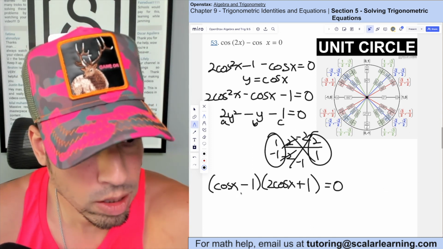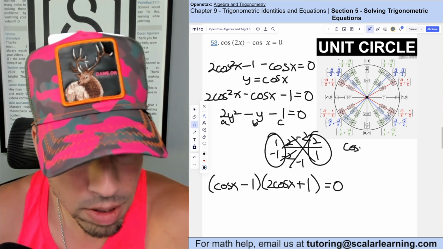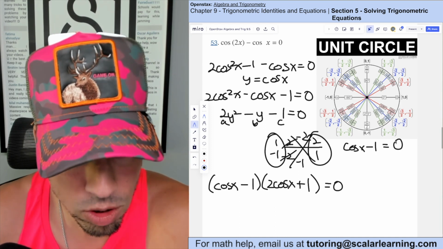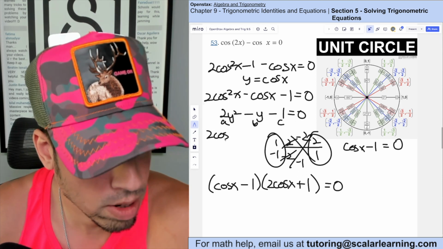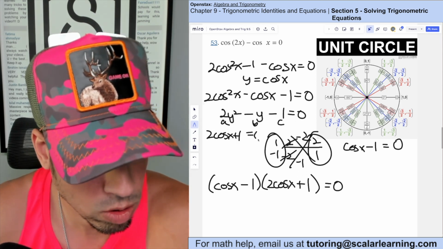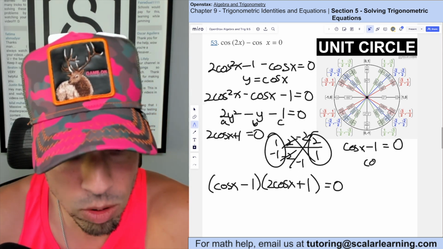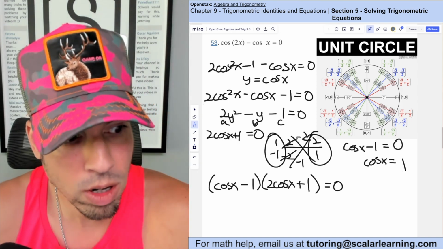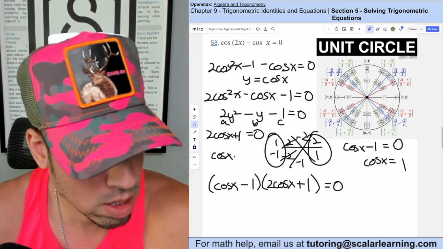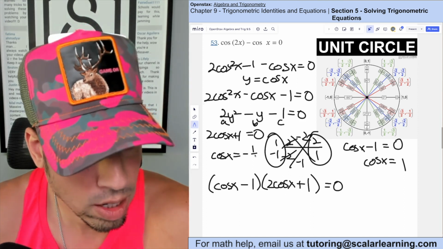So now I have 2 nice equations. I have cosine of x minus 1. When does that go to 0? And then I also need to figure out, when does 2 cosine of x plus 1 go to 0? All right, let's isolate. So I'm going to add 1 to both sides. When does cosine of x equal 1? And then as I subtract 1 and divide by 2, I'm going to do that in one step. When does cosine of x equal -1/2?